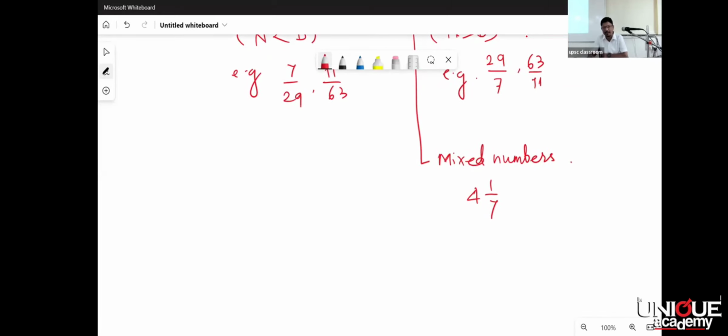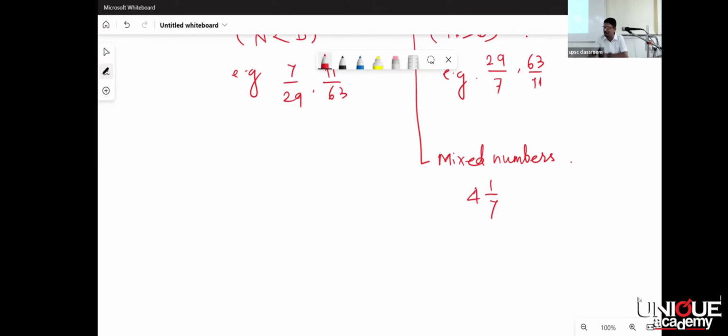What is the sign between 4 and 1 upon 7? Are you getting my question? What is the sign between 4 and 1 upon 7? Okay, so all of you are saying plus. How many of you are saying plus? Please raise your hands. Correct. Plus only. It is not multiplication. I can understand those who are saying multiplication because they know that 7 times 4 is 28 plus 1, like that.